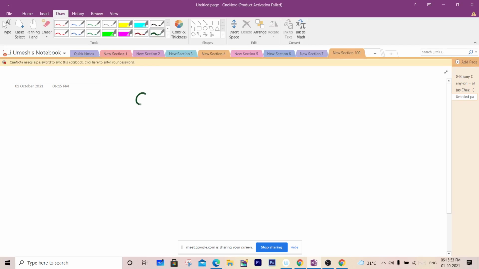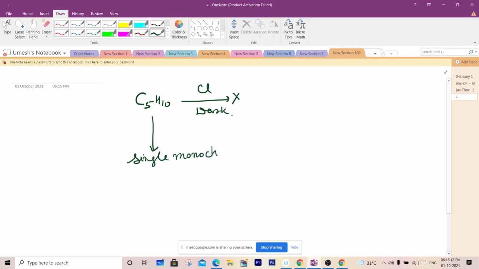Now another question I'm discussing here. I have a molecular formula C5H10. It does not react with chlorine in the dark, but it gives a single monochloro compound, C5H9Cl, in bright sunlight. Identify the compound. I have given the molecular formula only. Tell me what is the structure of this compound.